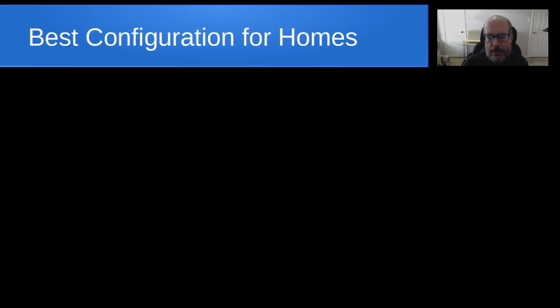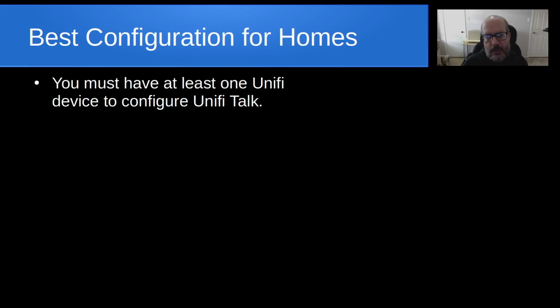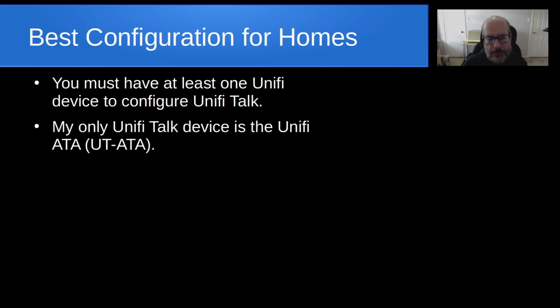So what would be the best configuration for home phones? Well, you must have at least one Unifi device to configure Unifi Talk. Although if you have a UDM Pro, you might see that Unifi Talk is out there, but you can't configure it until you own at least one Unifi Talk device.